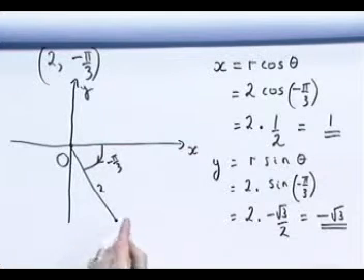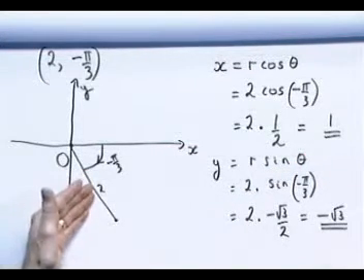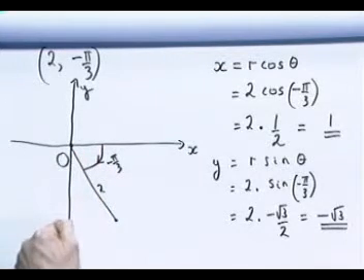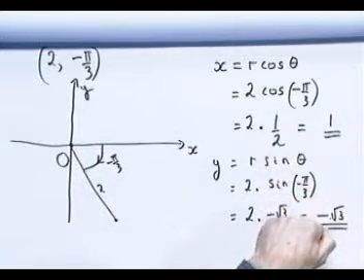And so again, notice we know that we've got it in the right quadrant, because when we drew the diagram, we have positive x and negative y, and that's how we've ended up here.